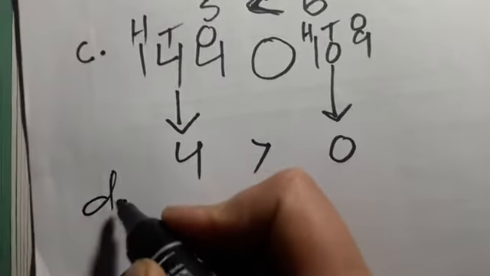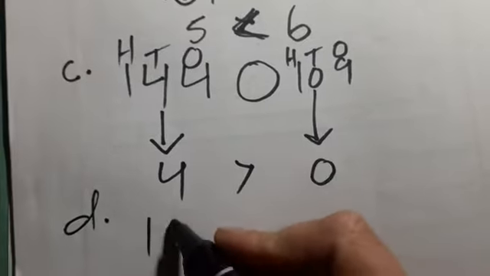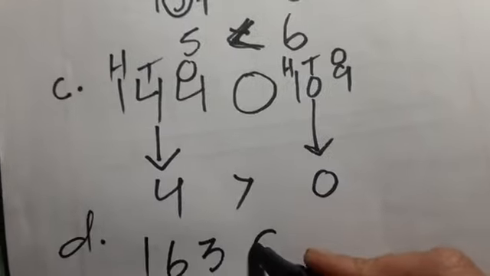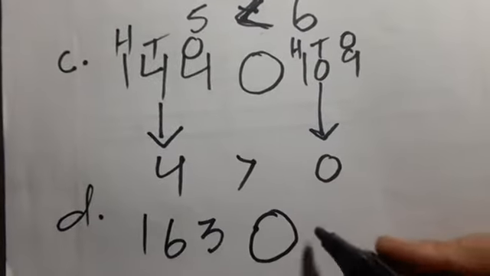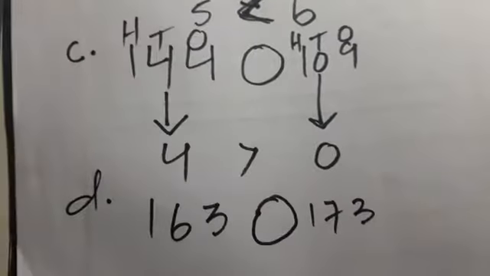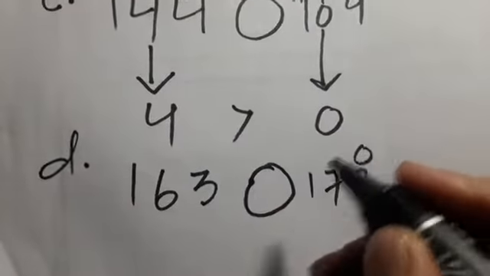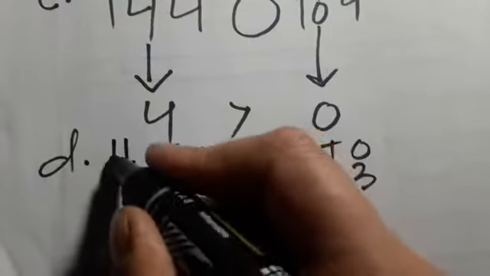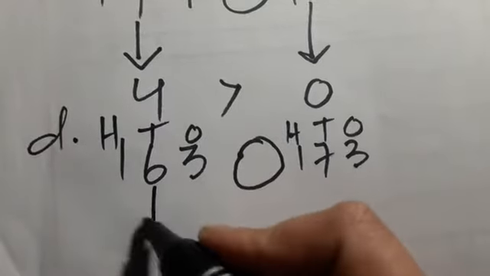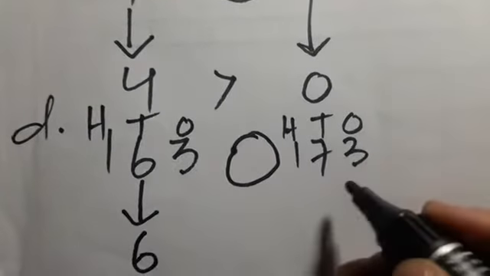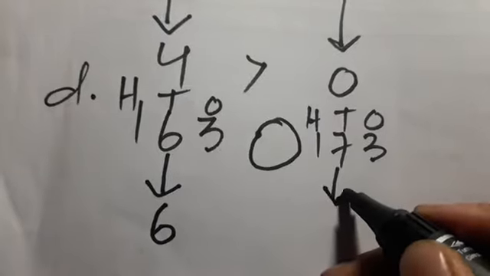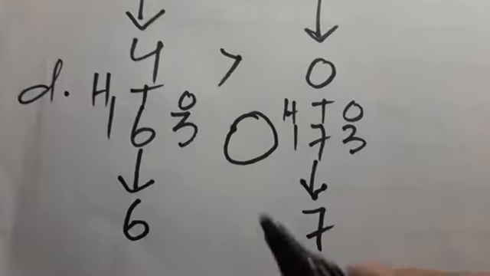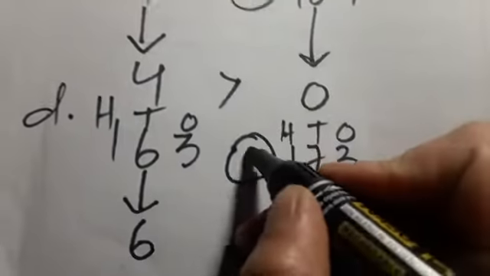Then is part D, and part D is 163. You can see on your textbook also, 173. Same rule we will apply in this question too. Ones, tens and hundreds, ones, tens and hundreds. In its tens place here is 6, and in this tens place here is 7. So 6 is smaller than 7, so we will put here this sign.